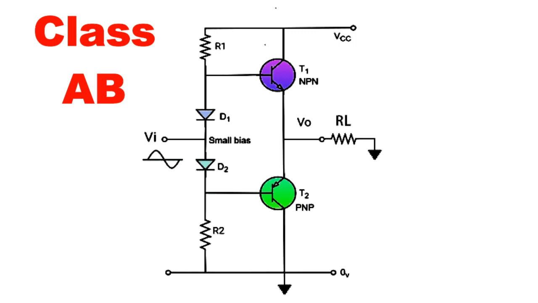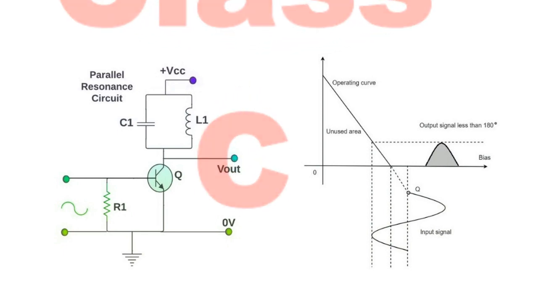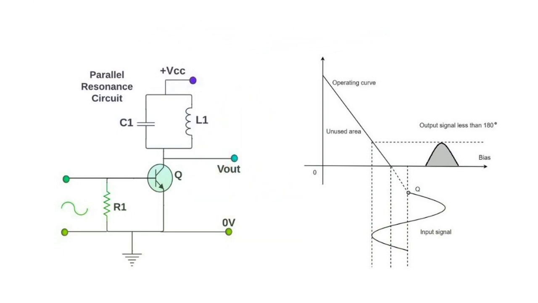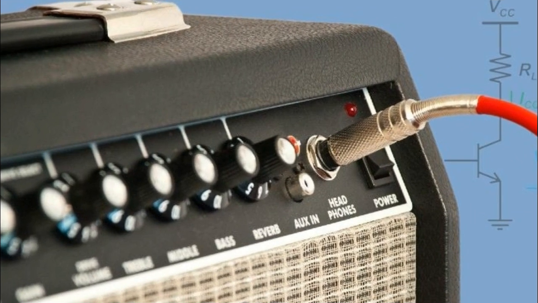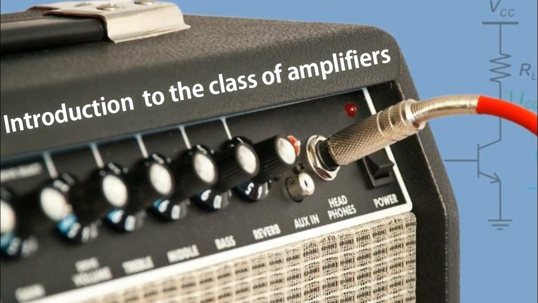but it produces a weaker signal than Class A amplifiers. Class C amplifier: this is the most efficient class of amplifier, but the distortion is high and only a small portion of the input signal is amplified, so the output bears little resemblance to the input signal. Class C amplifiers have the lowest reproduction. Introduction to the class of amplifiers.